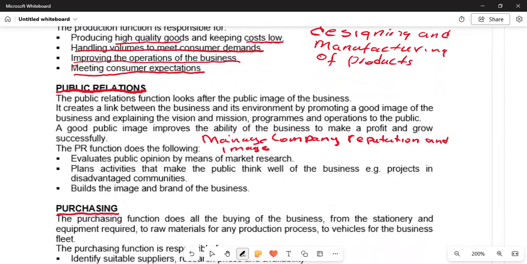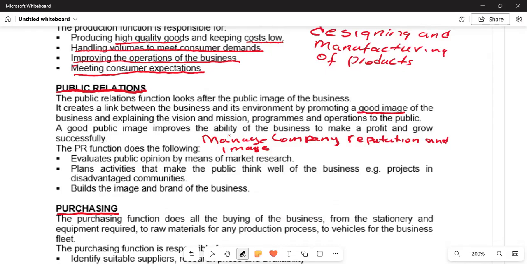How so? We are told that the public relations function looks after the public image of the business. It creates a link between the business and its environment by promoting a good image of the business and explaining the vision, mission and programs of operations to the public. So a good public image improves the ability of the business to make a profit and grow successfully. That is where you're going to behave very well. You're going to respect your customers. You are going to make sure that even the environment where your business is established is not negatively impacting the customers.